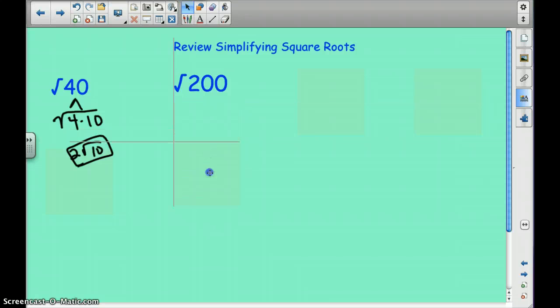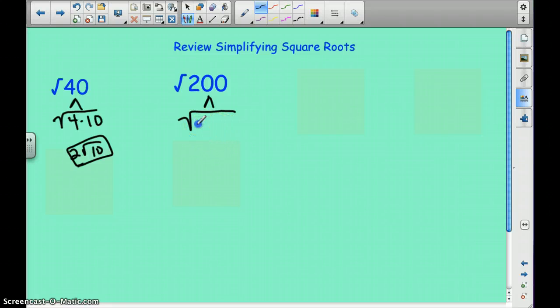Let's try another one. What about the square root of 200? Do you know a perfect square that goes into 200? 100. So the square root of 100 is 10, and the square root of 2 we're going to leave as the square root of 2.